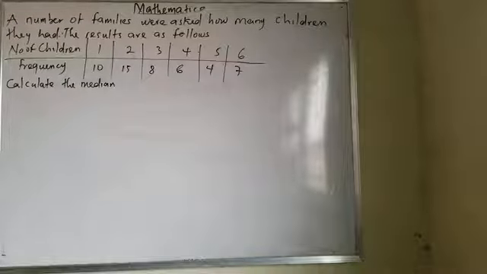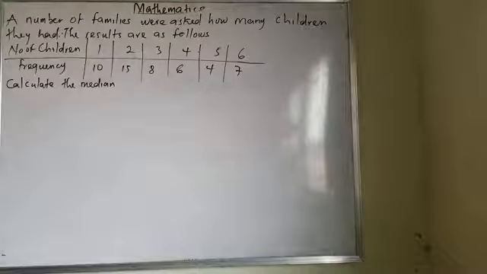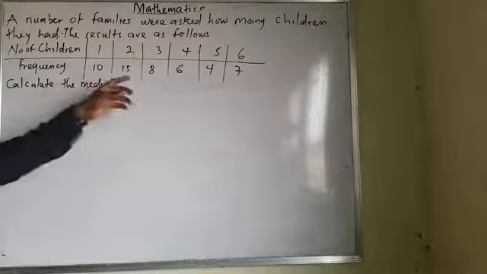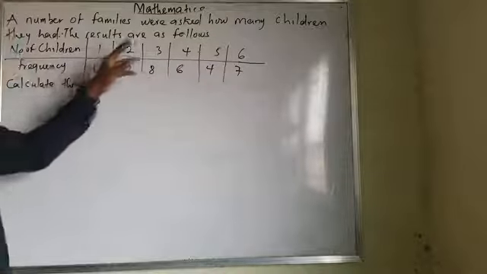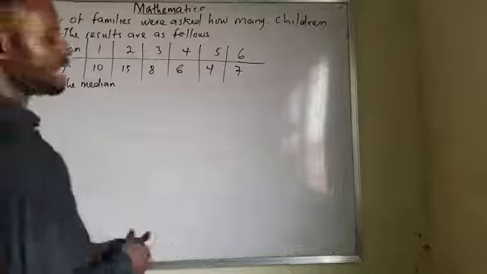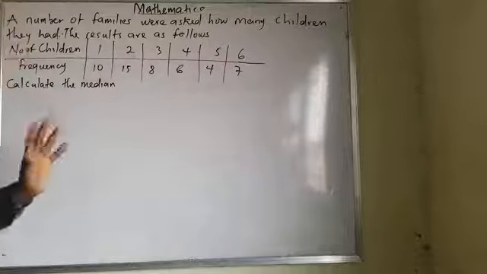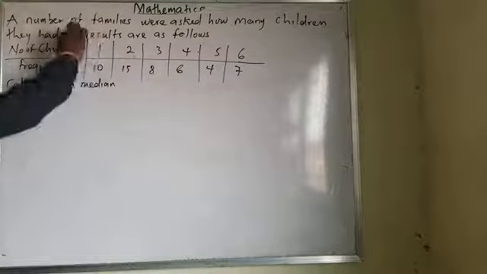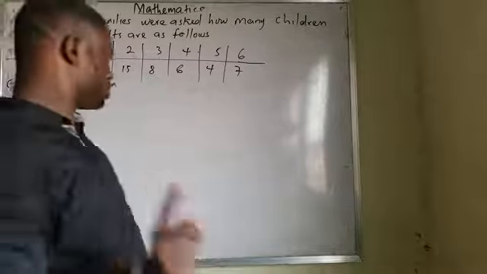A number of families were asked how many children they had. The results are as follows. Number of children and the frequency. Calculate the median. This is very funny. It's already grouped, as you see it. That is why we have children and we have frequency. It's grouped. Take note of that.